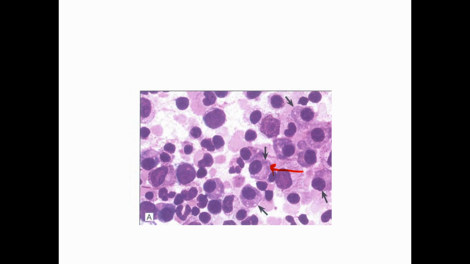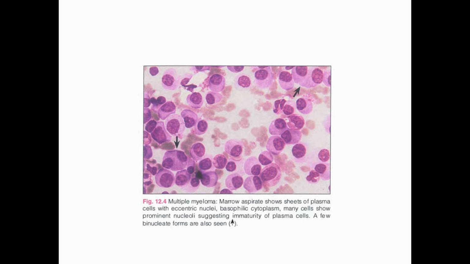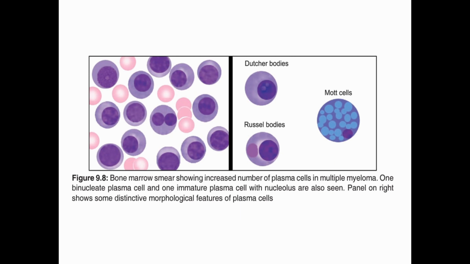That is a typical perinuclear halo. Suppose this is the plasma cells, so there is the eccentric nucleus, and that is the clearing, that is the perinuclear halo. Okay, next is the sheets of the plasma cells with some cells showing the prominent nucleoli, that is the immature cells. Some cells showing binuclearity, means the nucleus is divided into the two lobes, that is the immature cells, immature plasma cells.